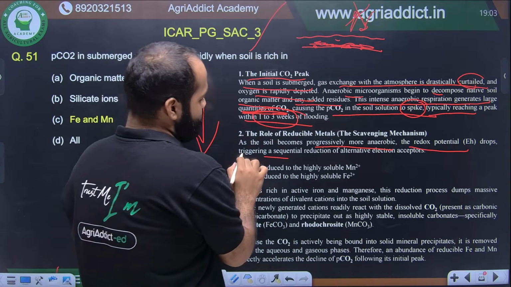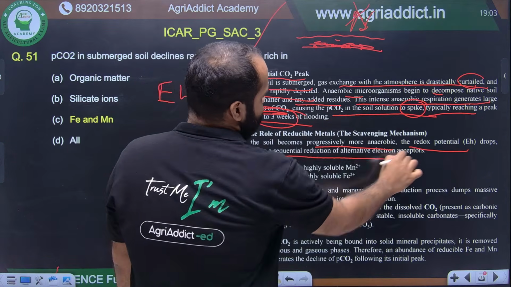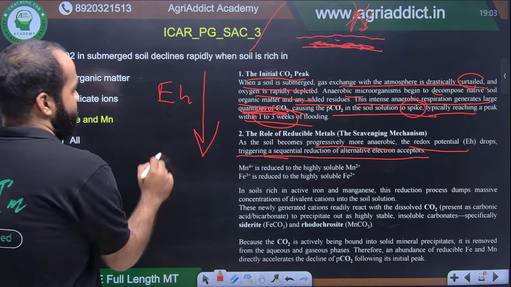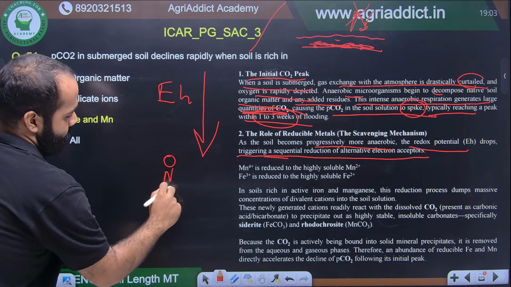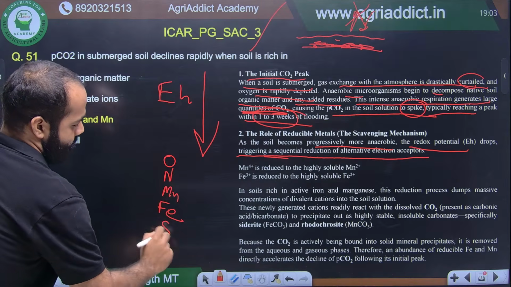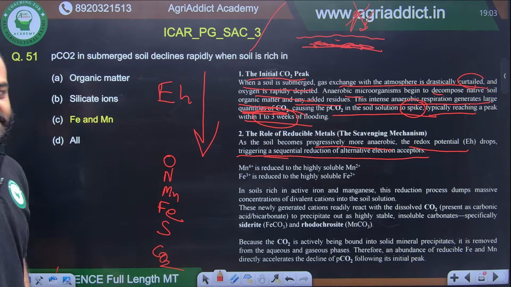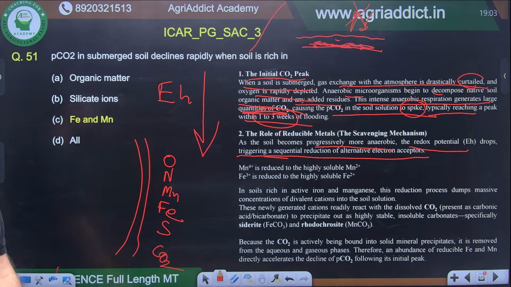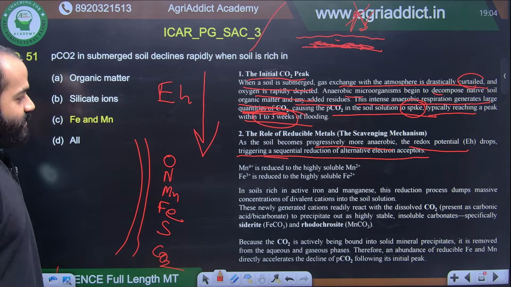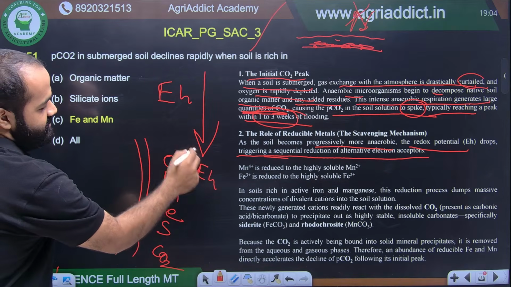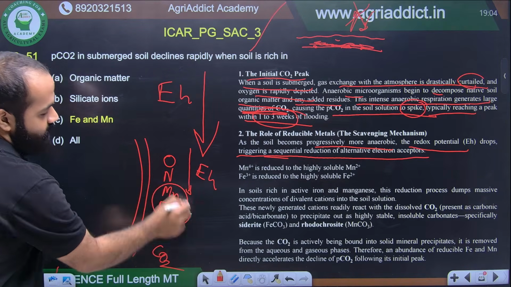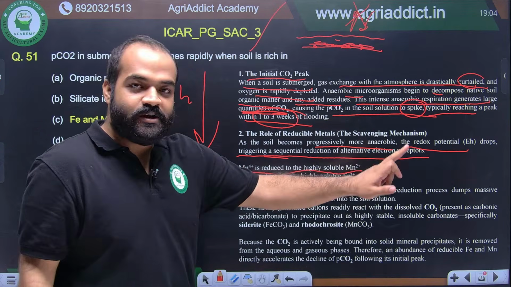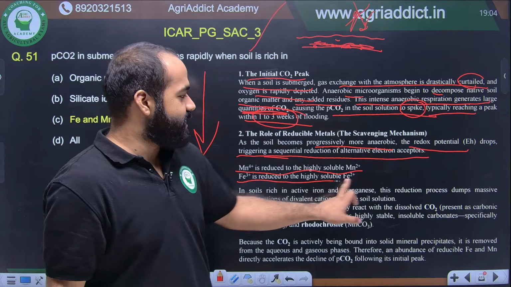This redox potential is going down, triggering a sequential reduction of alternative electron acceptors. If you remember the series in the submerged soil, this was the series, right? इसको याद रखना है with all the values of the volts and everything. You have to remember very thoroughly. So with the EH जितना नीचे जा रहा है, this Mn and Fe becomes active. See, Mn4+ is reduced to the highly soluble Mn2+. Fe3+ is reduced to the highly soluble Fe2+.